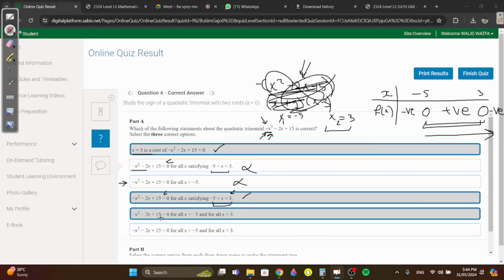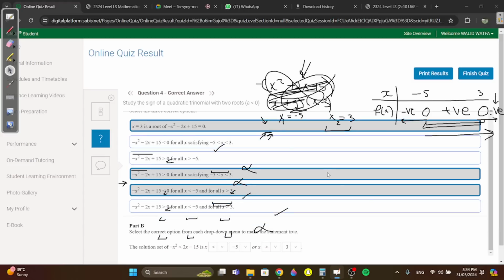Okay. Is it less than 0 for all numbers before minus 5 and all numbers after 3? Let's go back to our table. When is it less than 0? Let's see. Before minus 5, go to the left of minus 5. Is it negative? Yes, it is. Then after 3, go to the right of 3. Is it negative? Yes, it is. So it's correct. Okay. Is it positive before minus 5 and after 3? Obviously not. We just said before minus 5 and after 3, it's going to be less than 0. So it's negative. So this is wrong. So these are your 3 correct options.